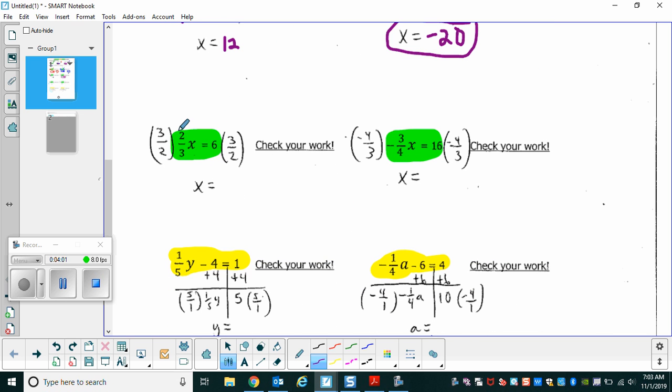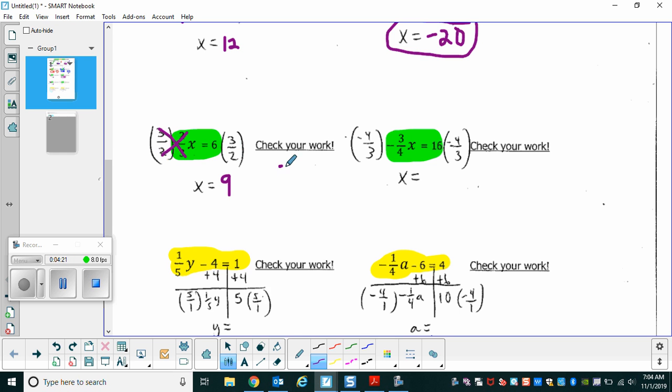And for this one here, now when we've got a 2/3, the reciprocal of that is 3/2, so that cancels out over here. And so you've got 6 divided by 2, which is 3, times 3 is 9. Another method here is to do 6 times 3, which is 18, and 18 divided by 2 would be 9.